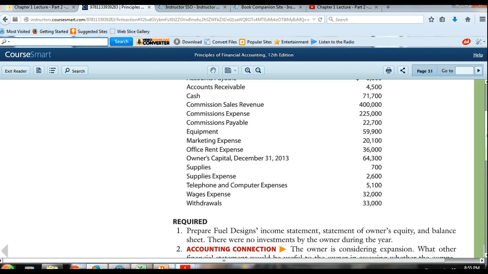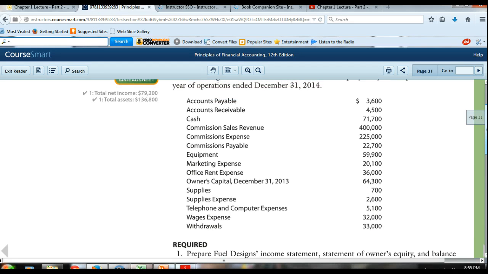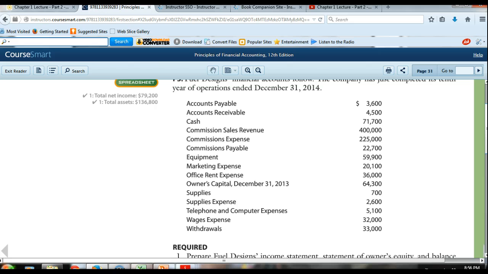So, guys, let's start with the income statement. Which of these items would include revenues? The ones that say revenues. So what do we see here? Commission sales revenue? Yes. Is there any other revenue? No. That is it. So your revenues are going to be commission sales revenues.